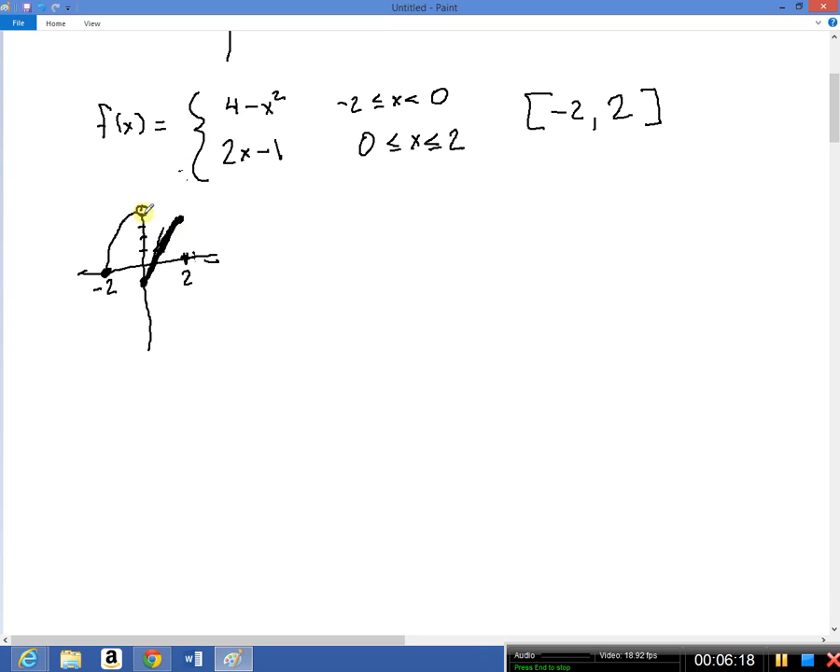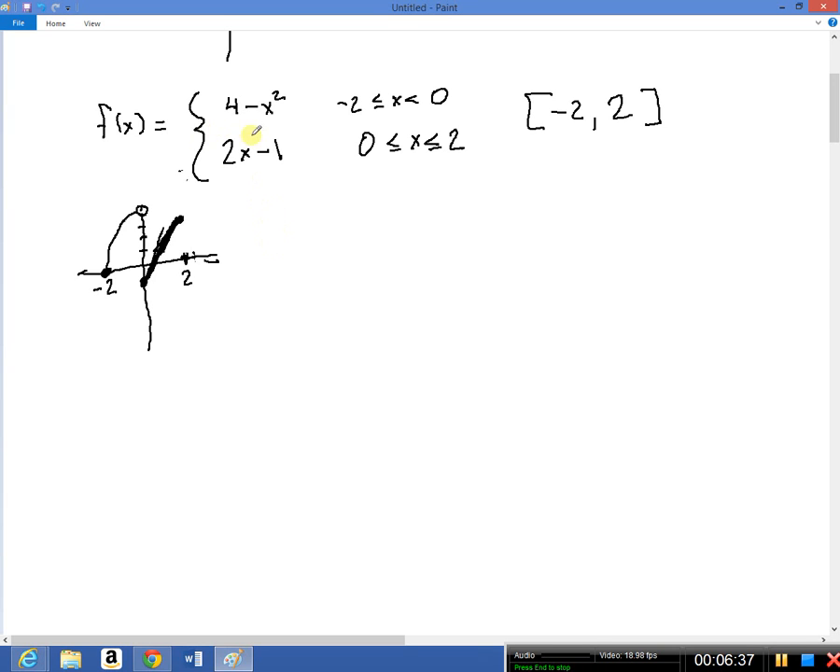Okay, and this point is at 4, because when x is 0, y is going to be 4. Okay, so what's going on with this function? This is a very interesting function. The question is, what are the maxes and what are the mins? Where are the extreme values?